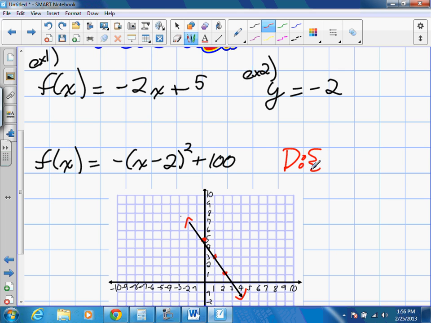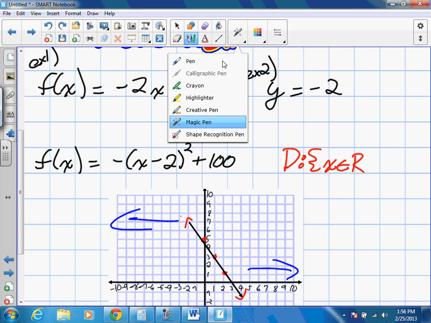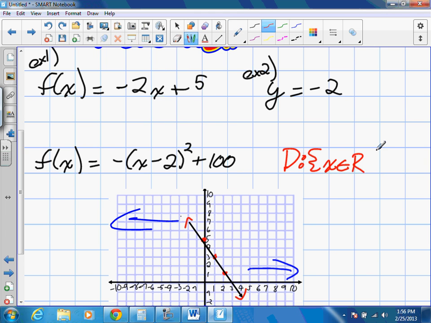Now, first of all, is it continuous? Yes, definitely is. It's not just a bunch of coordinates. So we start with x ∈ R. And is there a restriction? Does it stop left or right? It's going to go on forever. So I don't need to include a restriction. It's just x ∈ R.